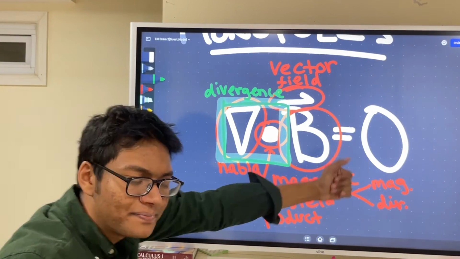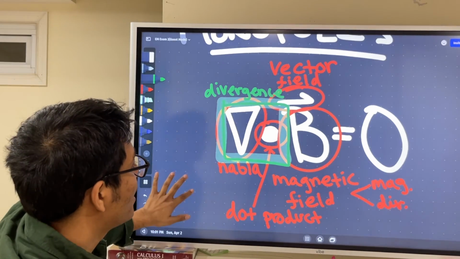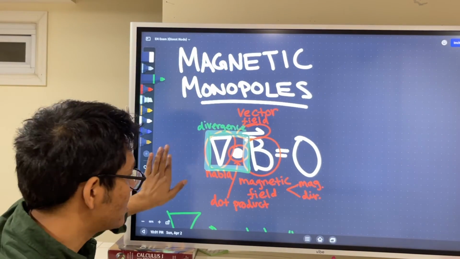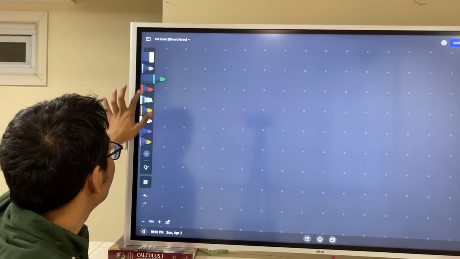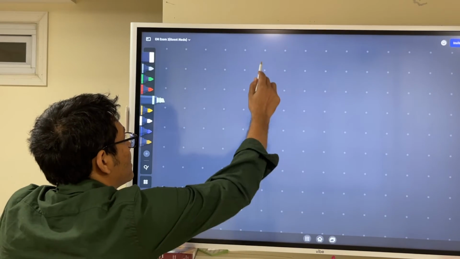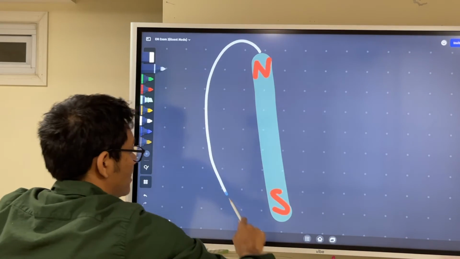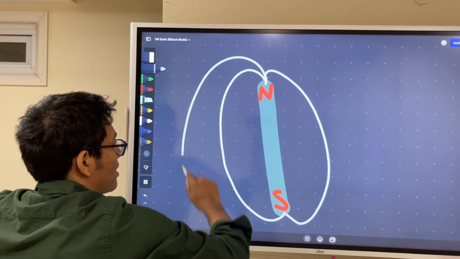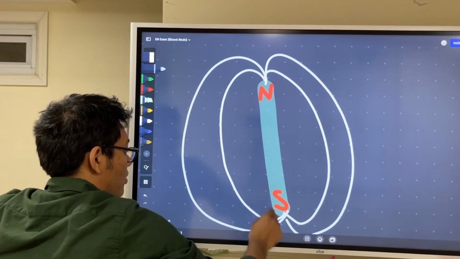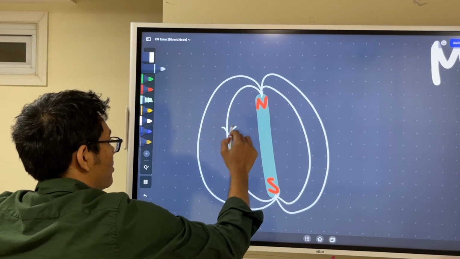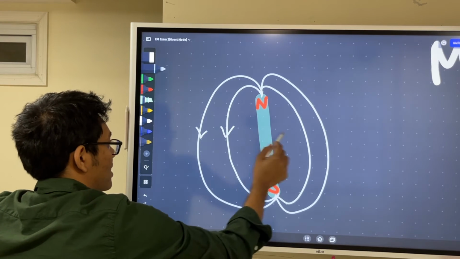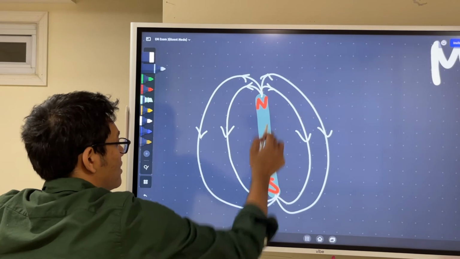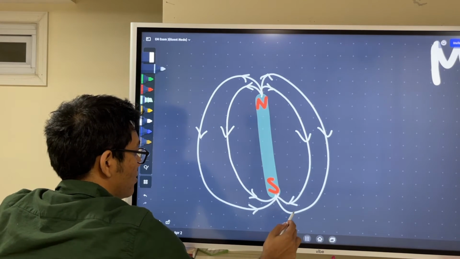Why is that 0? Well, here is why the magnetic field has a divergence of 0 and why that means you can't have magnetic monopoles. So let's take a look at the magnetic field of a bar magnet. So here is a bar magnet and here are the field lines for a bar magnet, right? They come out of the North Pole, go into the South Pole, out of the North Pole, into the South Pole. So here's the direction of the magnetic field lines. They're coming out over here and going in right here to the South Pole.